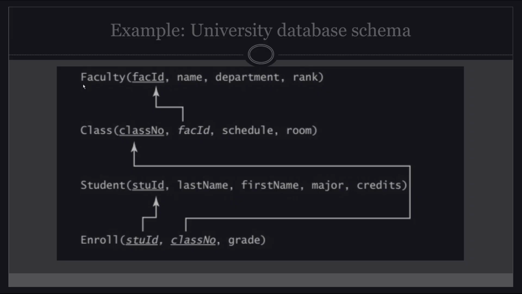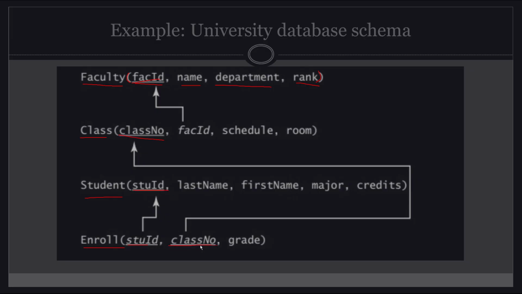For instance, this is the name of the relation and the names of the attributes in parentheses separated by commas. And you can do the same for each relation or each table. Okay. And then you add, underline the primary key for each table or each relation.